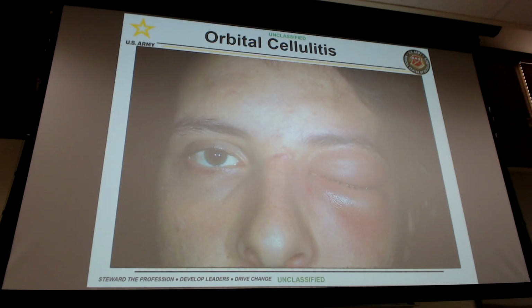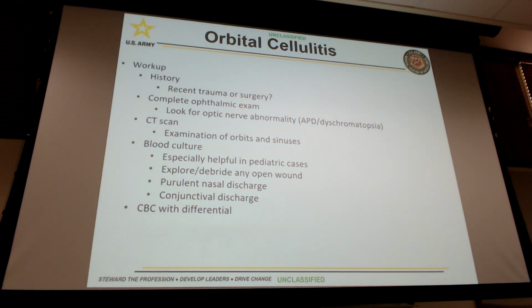Okay, another picture. It's got some swelling. You can see kind of on that forehead area there as well. That's beyond the orbital septum. So this patient would have restricted eye movements, decrease in vision, pain on eye movements, and probably an APD as well. Okay, so you're going to do the same kind of workup as you do for preseptal cellulitis, right?